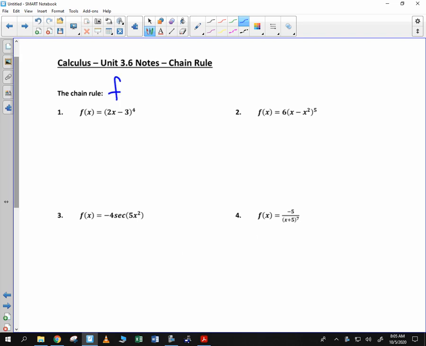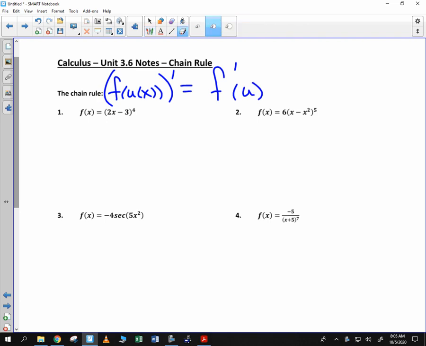It says that if you want to take f of u of x and take the derivative of it, it's equal to f prime of u. So the derivative of the outside with the inside left alone. I'll raise that just in case you prefer it that way. Times u prime of x, the derivative of the inside.